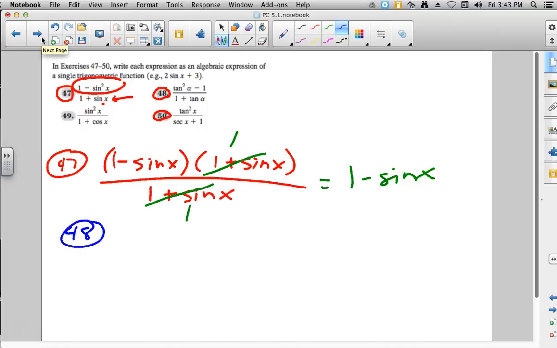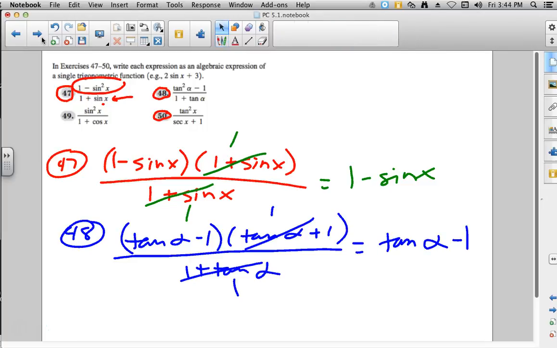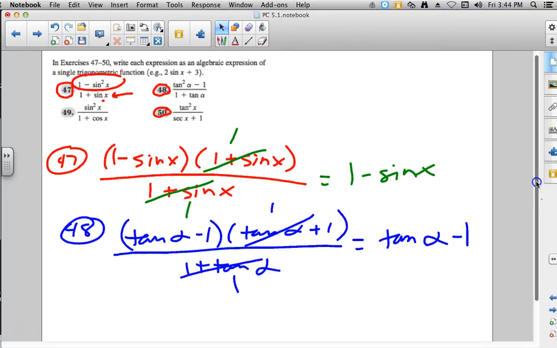48, we're going to do the same thing. Tangent of alpha minus 1 times tangent of alpha plus 1. Difference of 2 squares pattern. 1 plus tangent of alpha. And it doesn't matter that we have tangent of alpha plus 1 and 1 plus tangent of alpha, because addition is commutative. 2 plus 3 is the same thing as 3 plus 2. So they cancel out, and we get tangent of alpha minus 1. So these are really, really about that difference of two squares pattern.